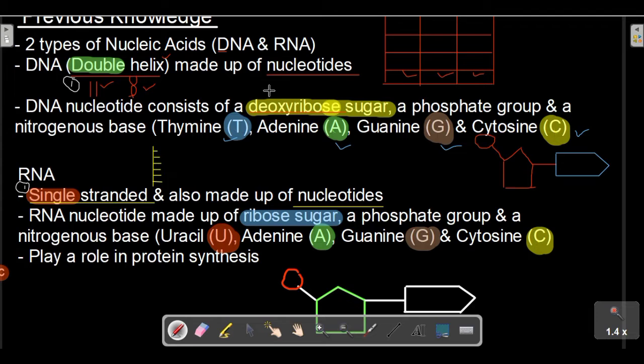Second difference is that the DNA has this type of sugar, which is the deoxyribose sugar, and then of course the RNA has a ribose sugar. So that's the second difference there. I need you to note those differences. So we have 2 differences so far.